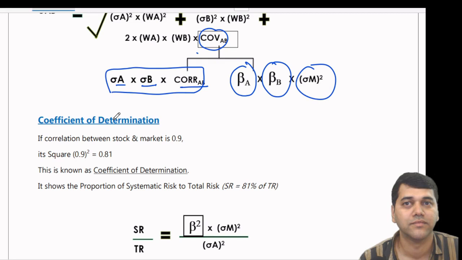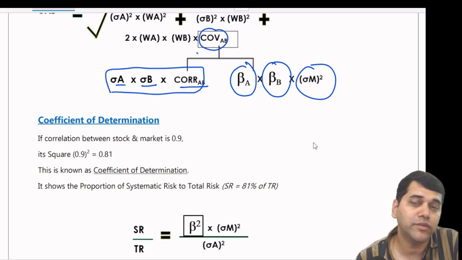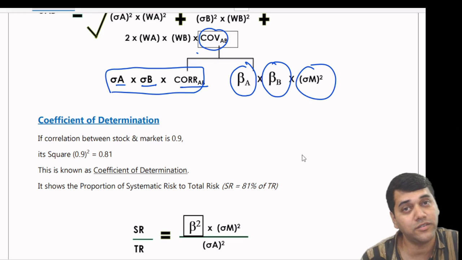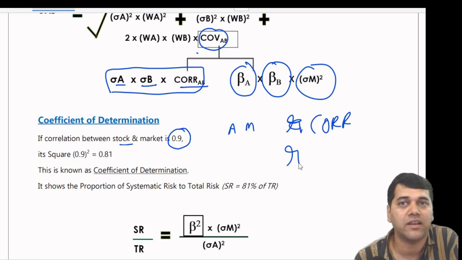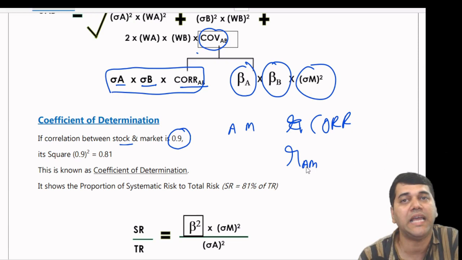One is the coefficient of correlation we discussed. Then another coefficient we discussed, the coefficient of beta. And now there is one more coefficient called the coefficient of determination. What is this coefficient of determination? If the correlation between stock and the market is, say, 0.9, where stock is A and market is M, and correlation, C-O-R-R, they actually denote it by R, this is the terminology, I say R of AM, this is the correlation between A and M.